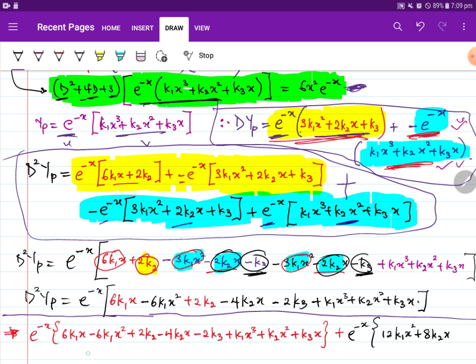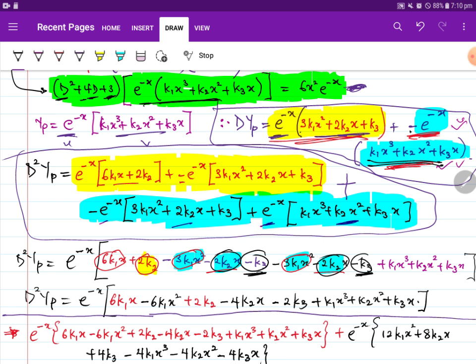4 times k cube plus 4k cube. Minus affects everything here, so everything here will be having minus. So there's 4 that is multiplying it. That will be minus 4k1x cube minus 4k2x square and then minus 4k3x. So this is for the second derivative.